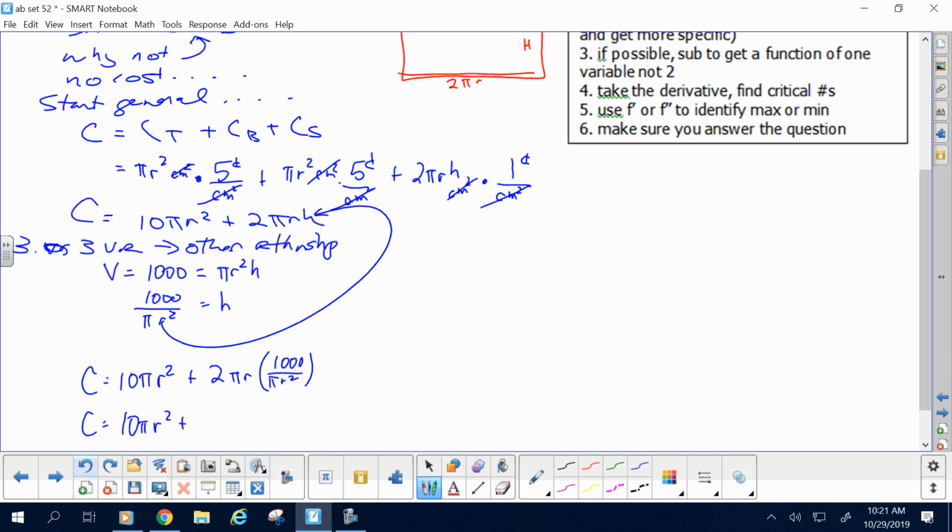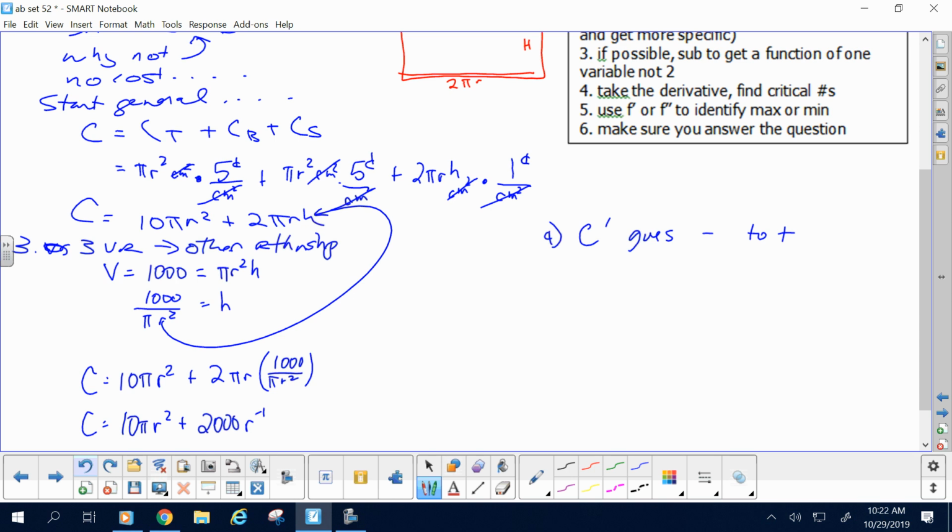10 pi r squared plus 2,000 over r, or 2,000 r to the negative second. Yeah? Wait, it's just r to the first. Oh, r to the negative first, right, and the pi dropped out. Sorry, thank you, good call. Okay? Very cool? All right, now what are we trying to do? Minimize. So we want to find where C prime goes negative to positive. You can see it's not always a maximum you're looking for. Sometimes you're looking for a minimum.